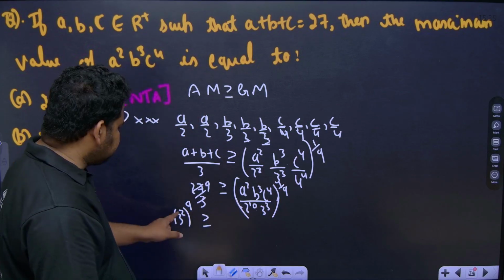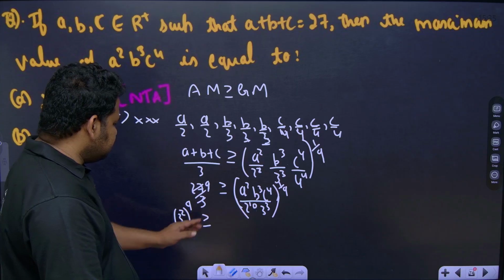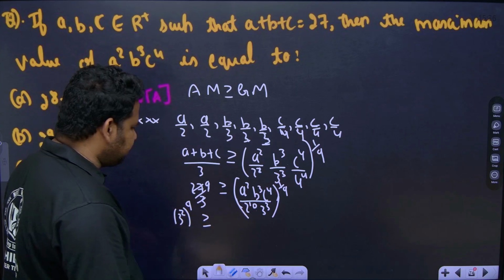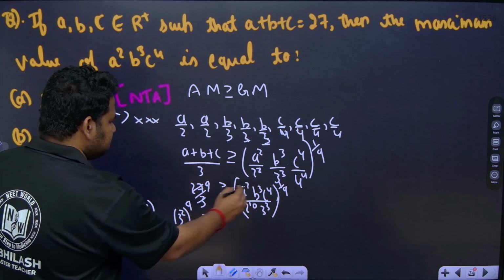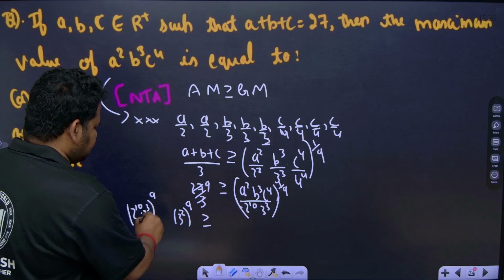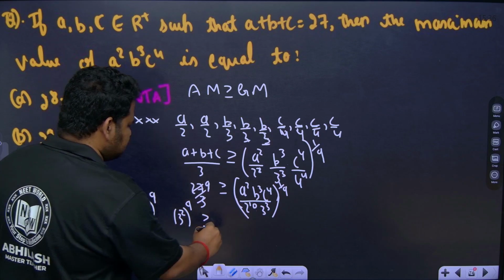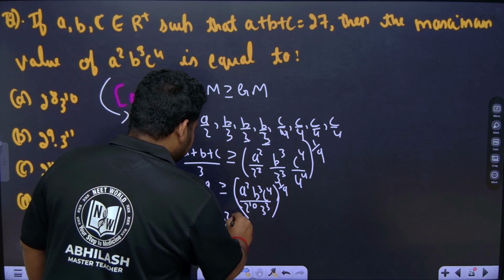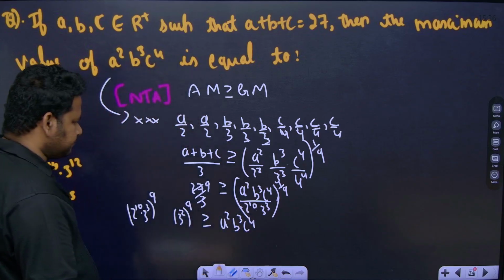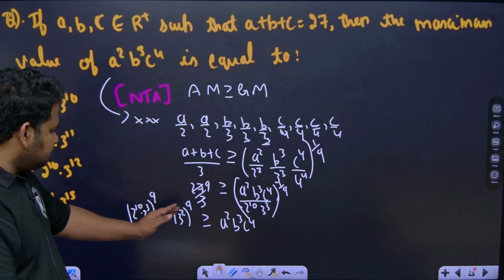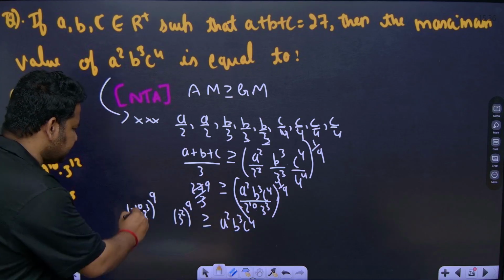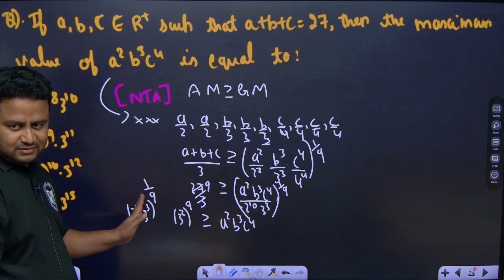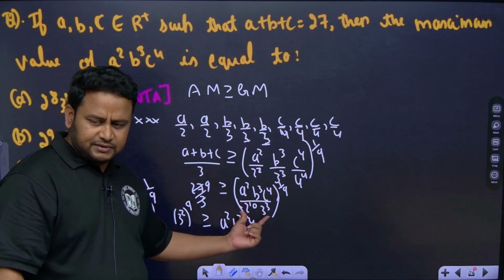Clear? This will be having 3 to the power of 2 to the power of 9. So if I can bring it here, this will become 2 to the power of 10 into 3 to the power of 3, into 1 by 9, will become 9. This will also have 9. So this will be equal to A square B cube C to the power of 4. Clear? Yes. This is also having 1 by 9. If I bring it here, here also it will have 1 by 9, not 9. What is the power to this denominator? 1 by 9.